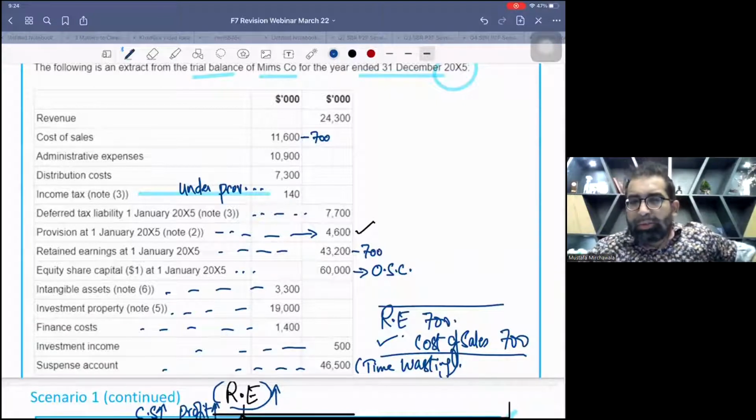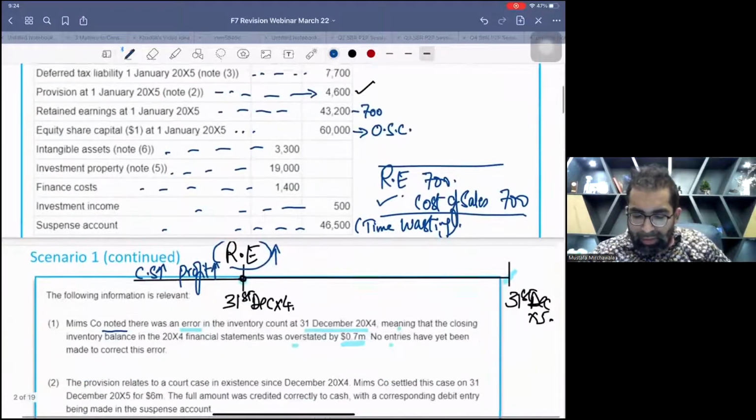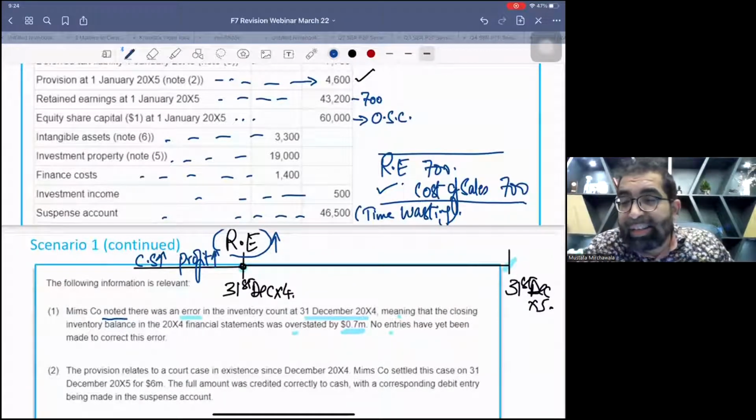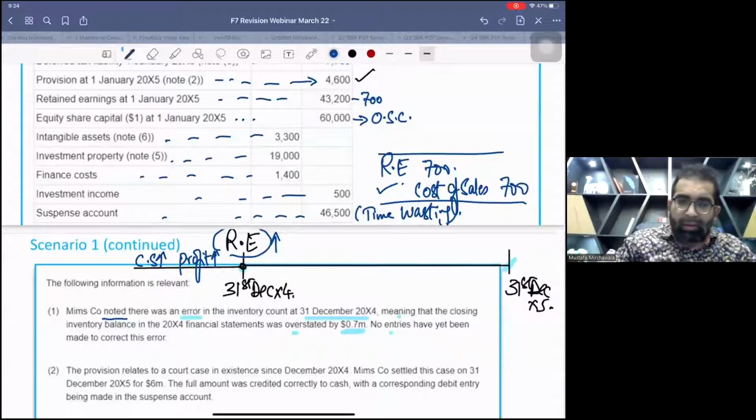Okay. So just think over it now. This is the adjustment. This is the entry. Those who love entries, it's okay for them. Those who hate double entry, just don't even look at it. The examiner didn't even make this entry. No need to make this entry at all.